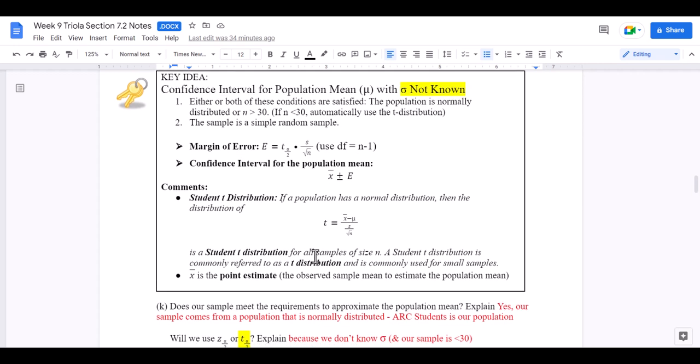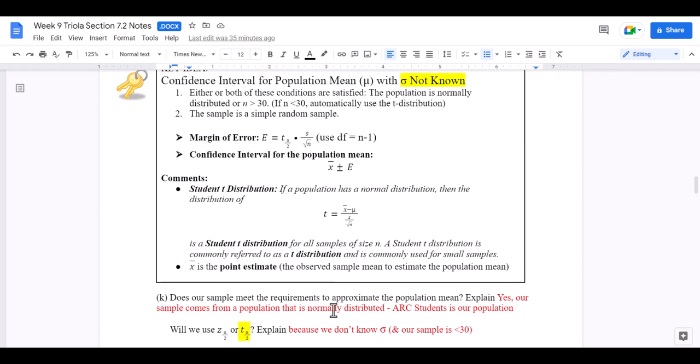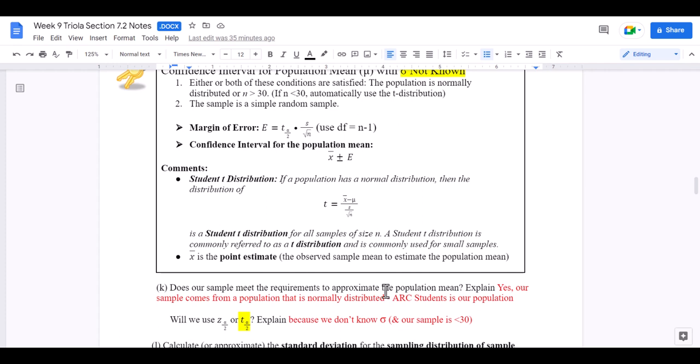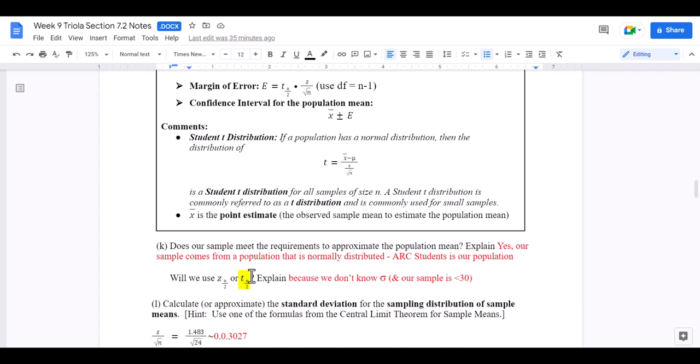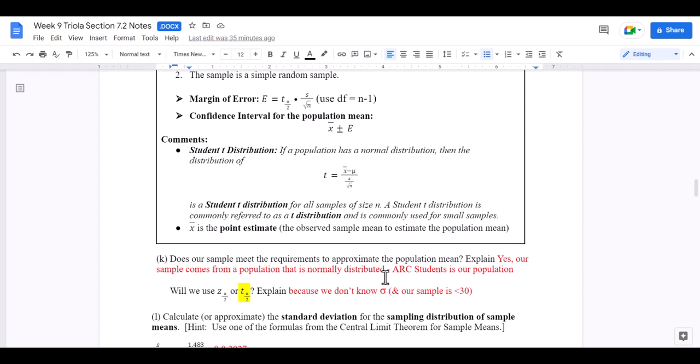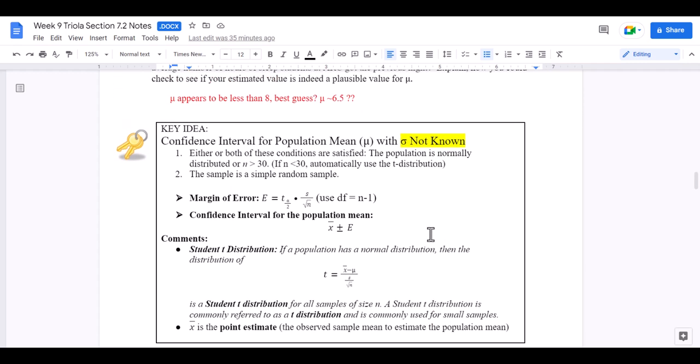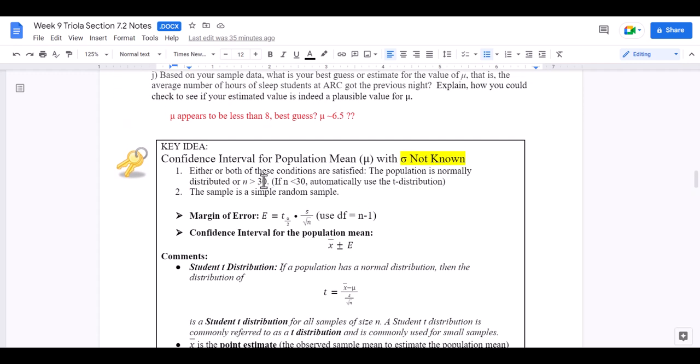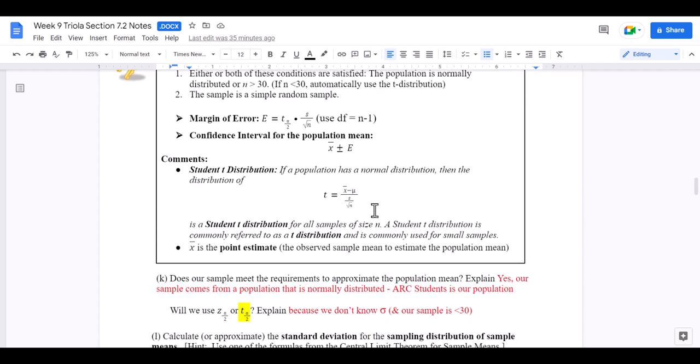So does our sample meet the requirements to approximate the population mean? Yes, our sample comes from a population that is normally distributed. ARC students is our population. And we will use t alpha over 2 because we don't know sigma, the population standard deviation, but also our sample is less than 30. As it says here, when you have samples that are less than 30, you automatically use the t-distribution.